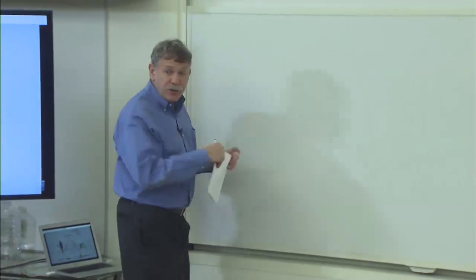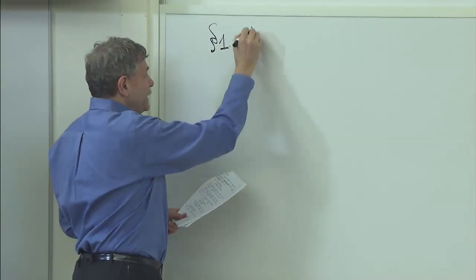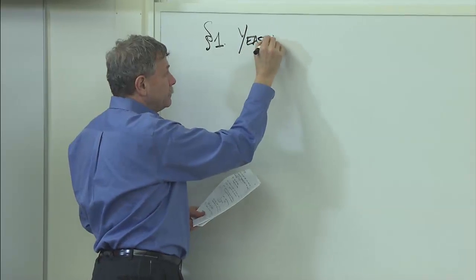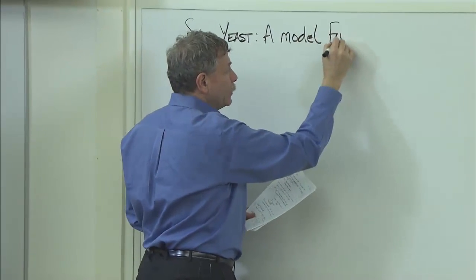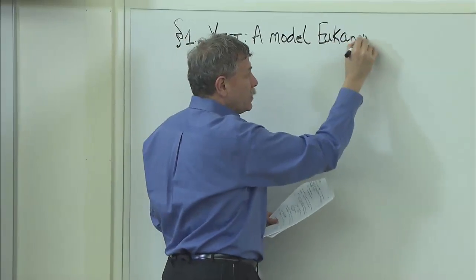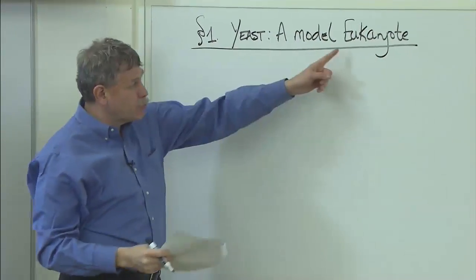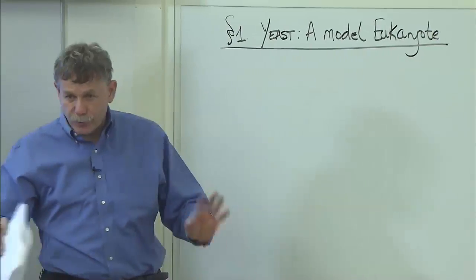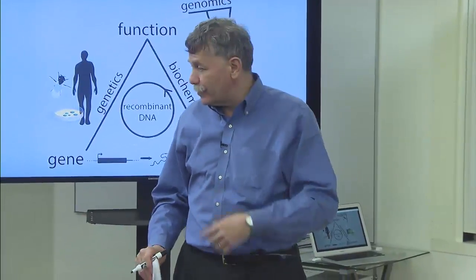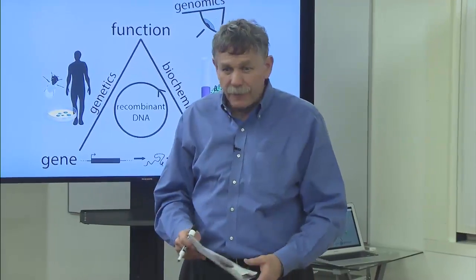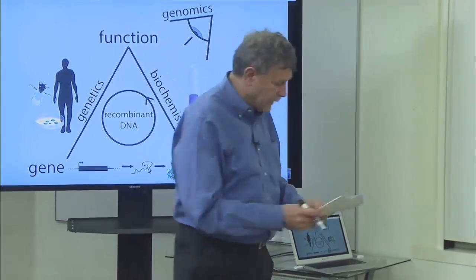So let's start. Section 1. Yeast. A model eukaryote. You'll remember from our first lecture, eukaryotes means a true nucleus. These guys have a true nucleus, just like you. Their chromosomes come in pairs. They undergo meiosis and mitosis. They're just like you, other than the fact that they have single cells and you have more than single cells.